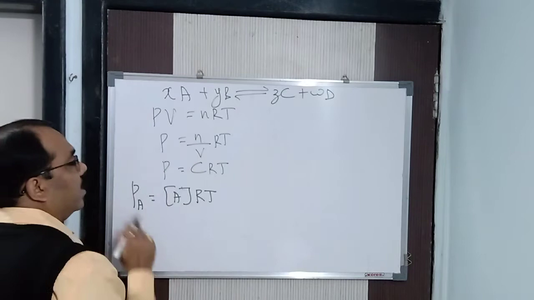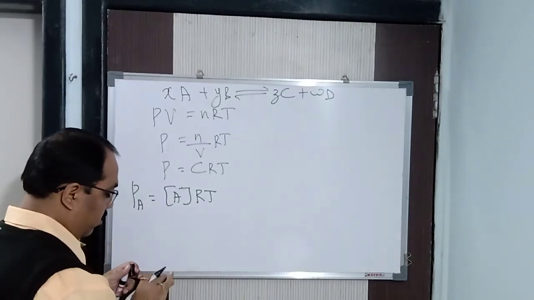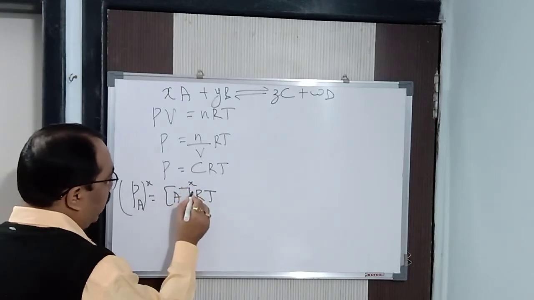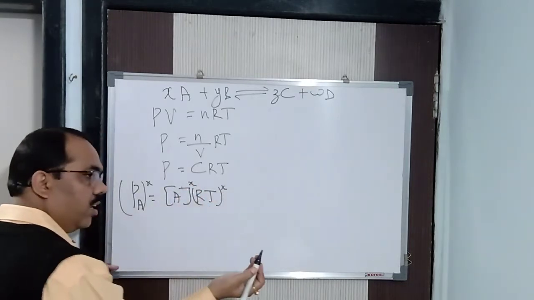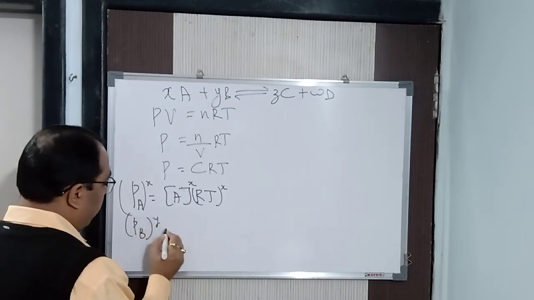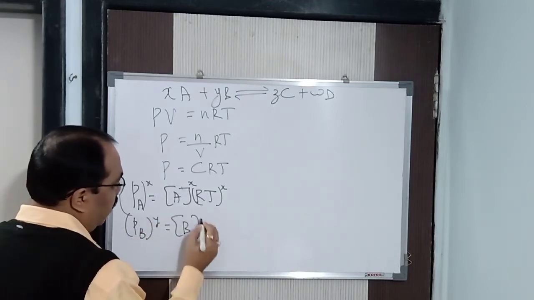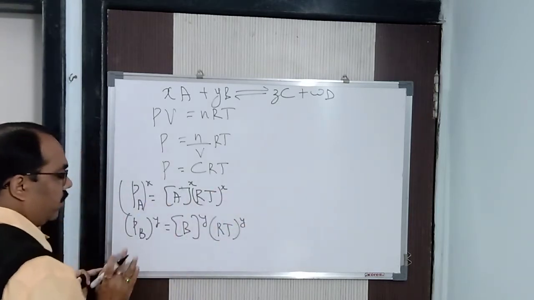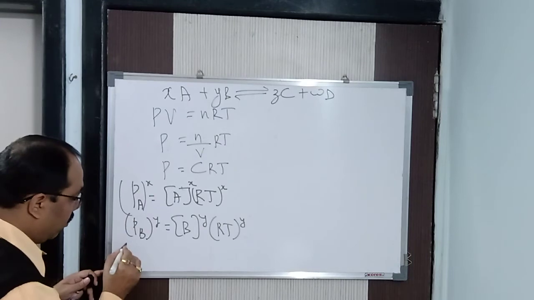Now, how many moles of A are there? x moles of A. So we take the partial pressure of A to the power x, so this also goes to the power x, and this also to the power x. Fine. Similarly, the partial pressure of B to the power y will be the concentration of B to the power y into RT to the power y. I hope you understood the first one. Same thing we'll do for C and D also.